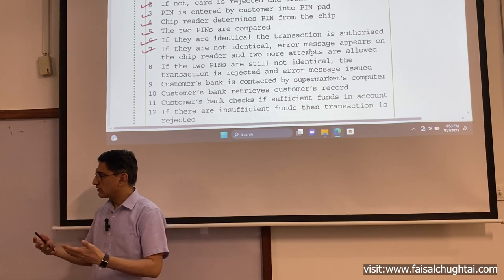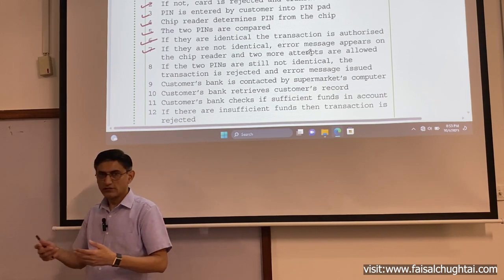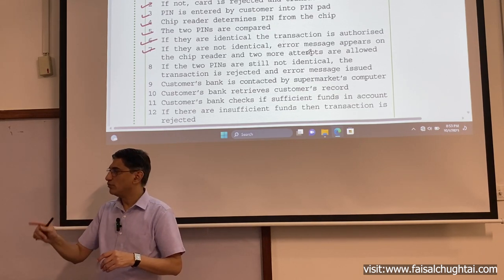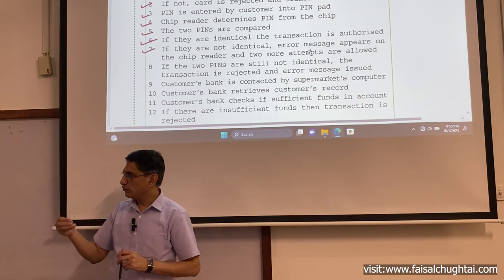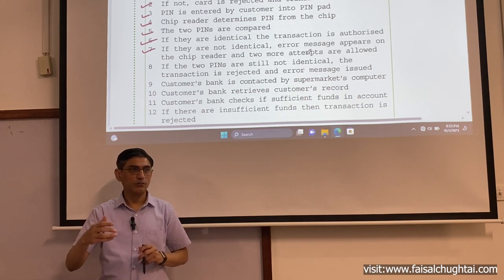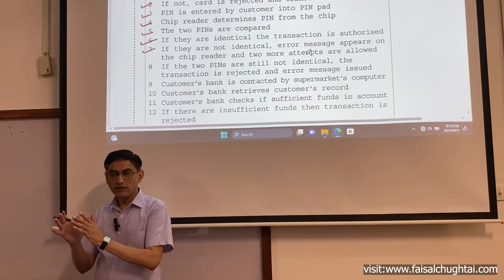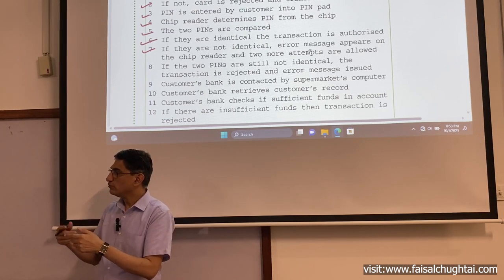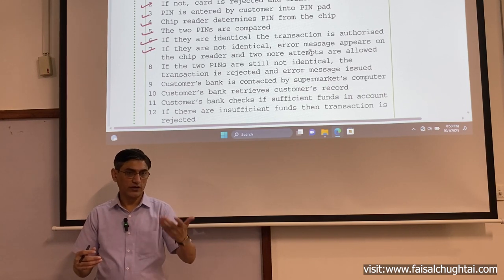As a security measure, you cannot be given an unlimited number of attempts to keep trying out combinations until some combination works and the transaction gets through. You can only be given maybe two more attempts. If you get your PIN wrong in another two attempts, then the transaction can be permanently blocked for that time. And you may not be allowed to use your card any further until you again prove your identity to the bank.